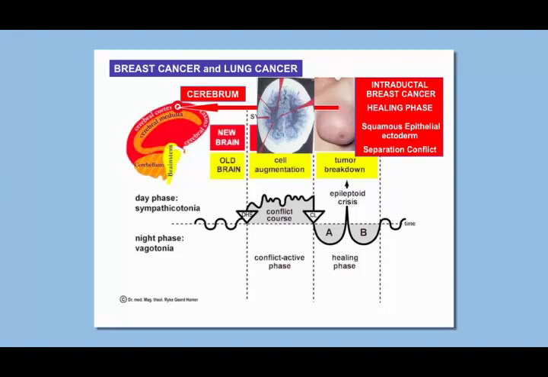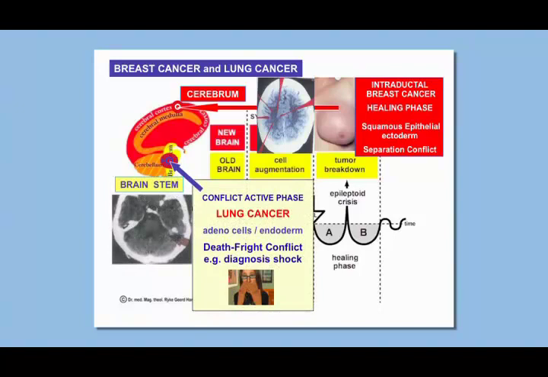The lining of the milk ducts consists of squamous epithelial tissue, originates from the ectodermal germ layer, and is controlled from the cerebrum. A lung cancer, on the other hand, develops during the conflict-active phase. The lungs are endodermal tissue, they are adenocells, and they are controlled from a very specific area in the brainstem. And the conflict linked to the lung cancer is, as we learn, a death-fright conflict.